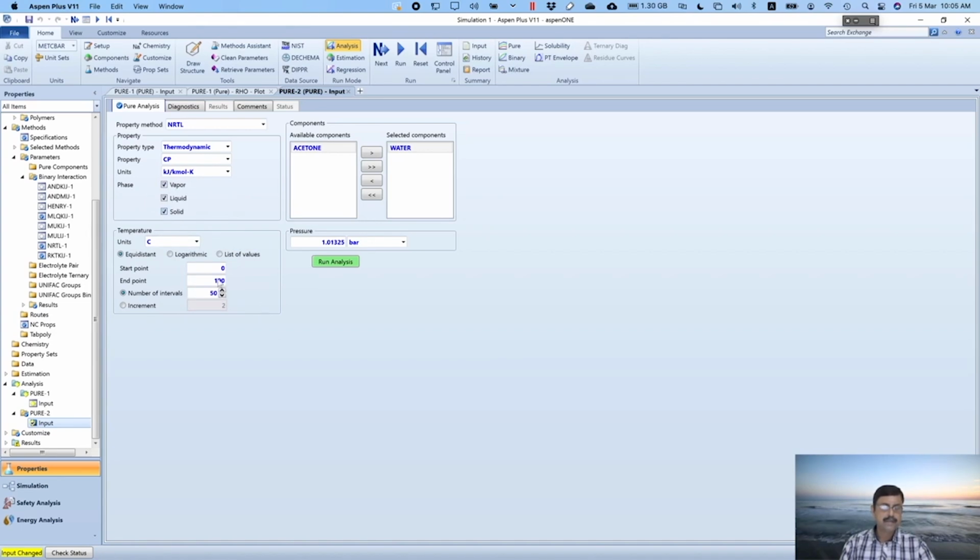And we have minus 50 to plus 150. This is the temperature range, and let us take number of intervals 50. So there will be 200 by 50. So every 4 degrees centigrade we will get one data point. Pressure is 1 atmosphere, keep it like this and run analysis.